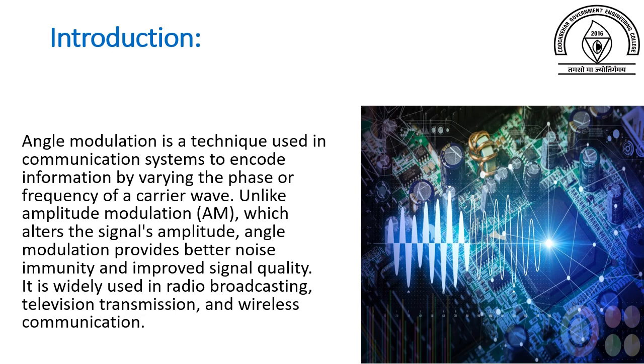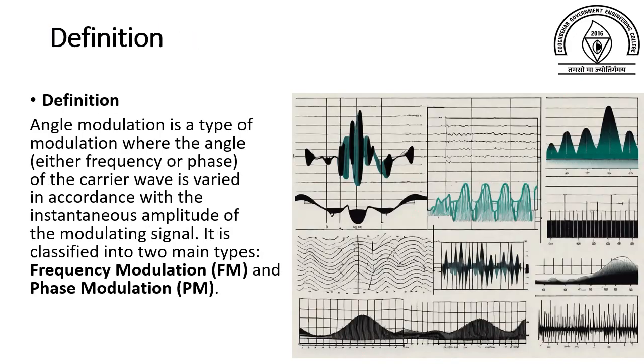Angle modulation is a technique used in communication systems to encode information by varying the phase or frequency of a carrier wave. Unlike amplitude modulation, which alters the signal's amplitude, angle modulation provides better noise immunity and improves signal quality. It is widely used in radio broadcasting, television transmission, and wireless communication.